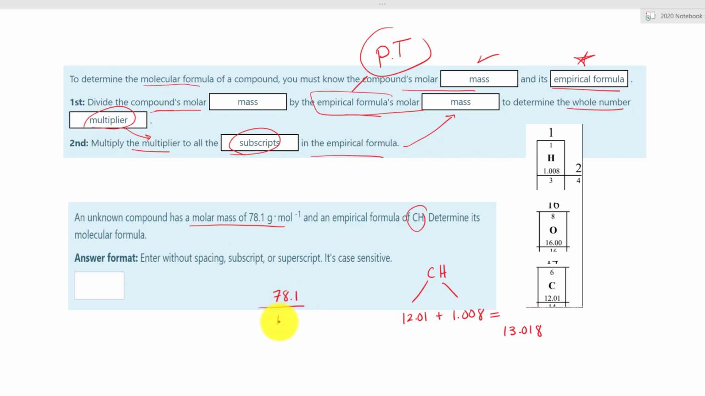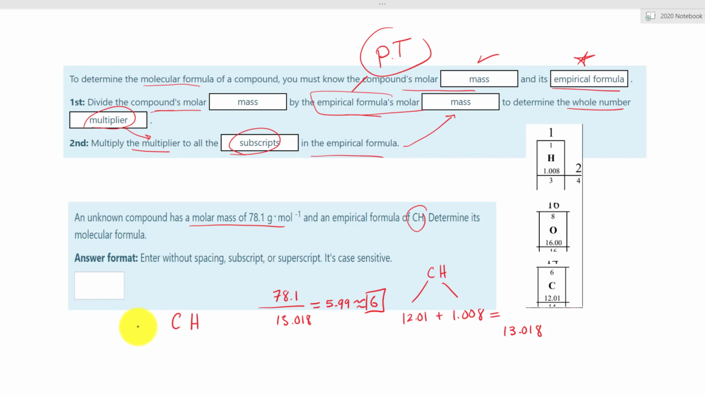And now, going back over here to our step number 1, we are going to divide 78.1 divided by 13.018. I plug it into my calculator. It turned out to be 5.99 something. And that is equivalent to what nearest whole number? Number 6. And our last step, number 2, is we are going to multiply by all the subscripts of CH, right?